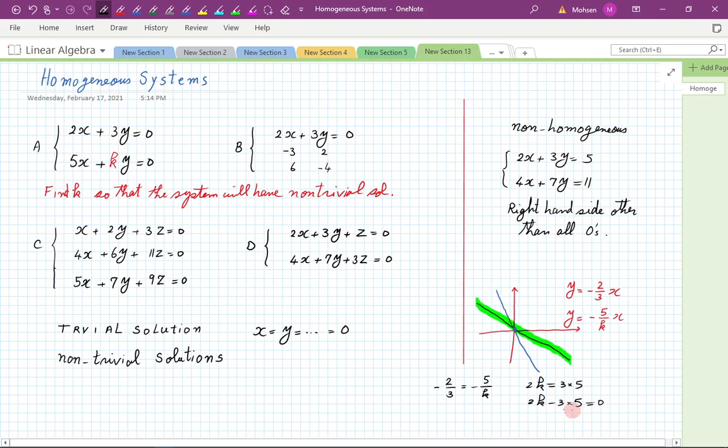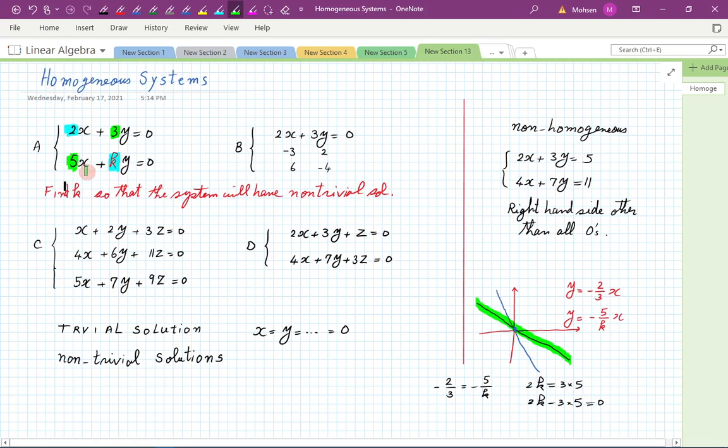So how do we come to this equation quickly? Well, we are going to see this thing again later on in the semester. It's the concept of determinant. If I multiply these two, 2k, and multiply the other two and subtract them from each other, that is the concept of determinant. If my determinant is 0, my system is going to have non-trivial solution.